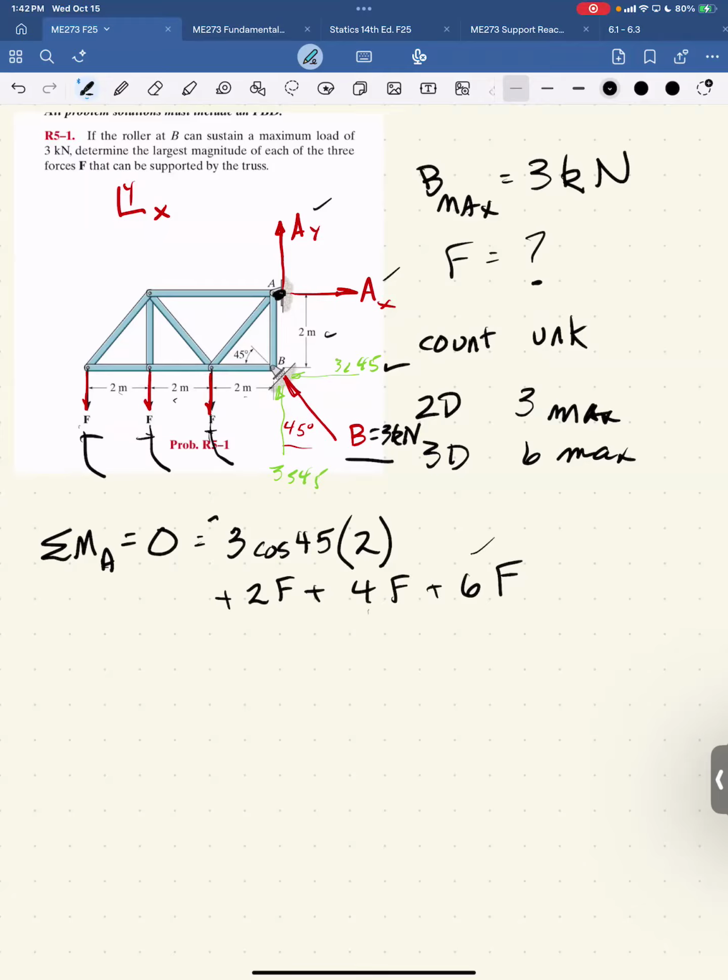So I hope you see how your thought process is important when you're approaching these problems, especially when you're drawing your free body diagram, counting your unknowns, making sure that they're valid, and then choosing what point you sum moments about wisely. Any questions?